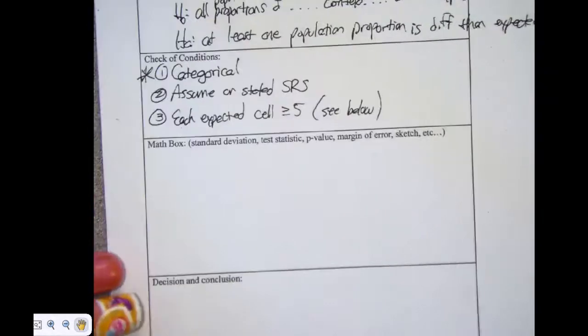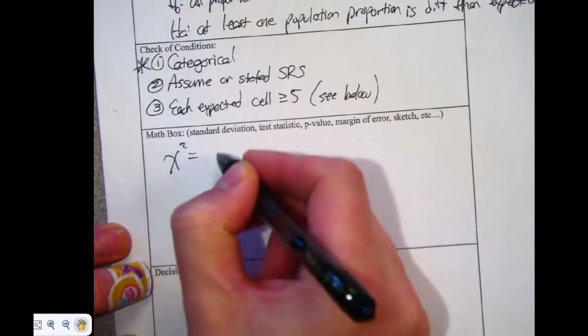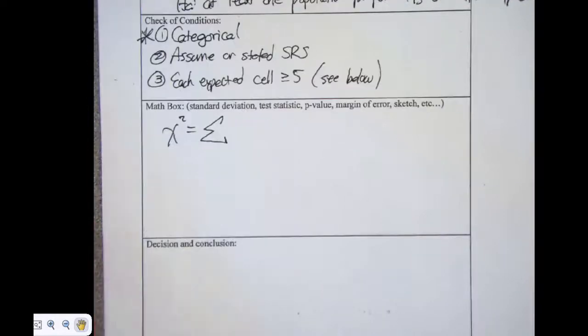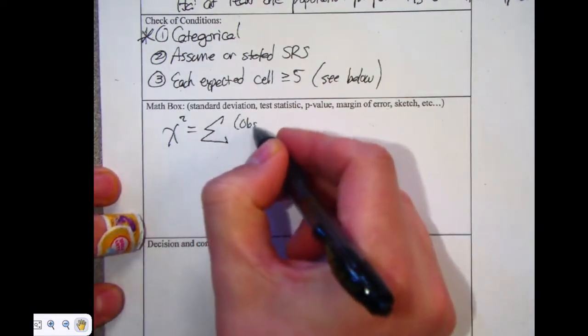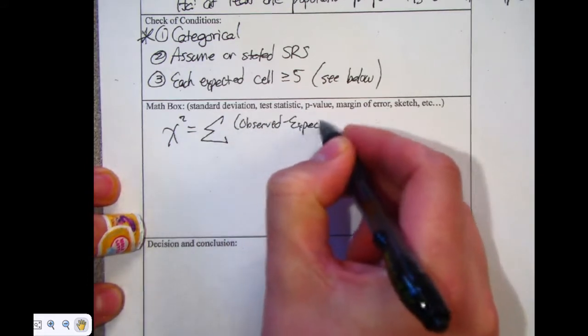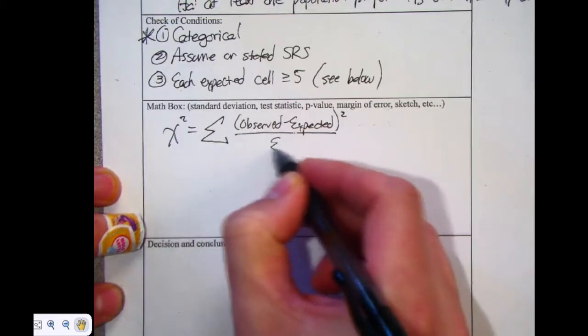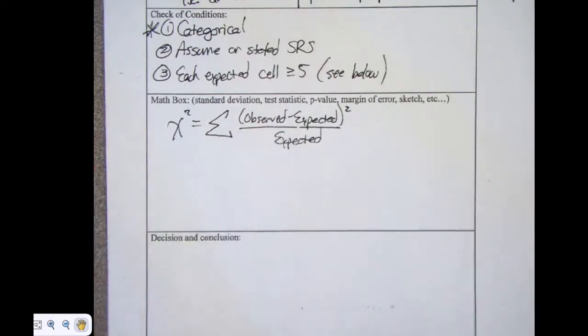So then for the math box, you're going to write down the chi-squared formula. Have you seen that little E before? That's a sigma, which means the sum of, so you're adding up all this stuff: observed minus expected, squared, that's why it's called chi-squared, divided by expected. So these would all be 40s, right? If I wanted the chi-squared statistic for this individual point, I would do 30 minus 40, square it, and divide by 40. The calculator is going to do that for all 5 of these and add it up.